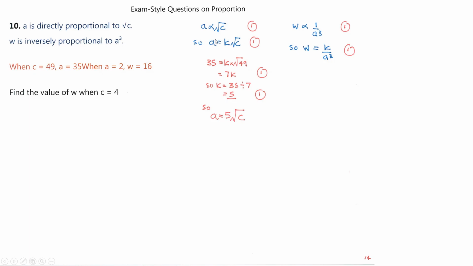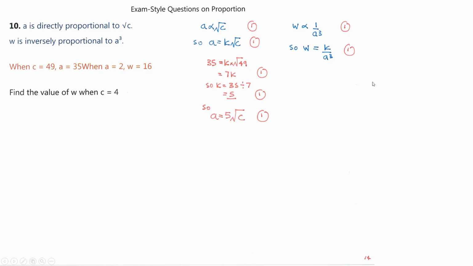So here we had the situation. A was K times the square root of C. We've used this first part to work out that K is 5. So A is 5 times the square root of C. So we've already picked up 1, 2, 3, 4, 5, 6, 7 marks if you've just done that.